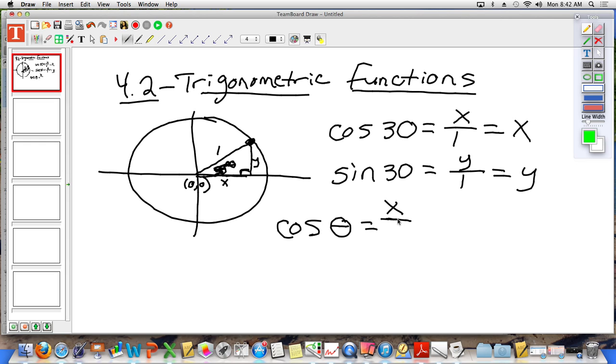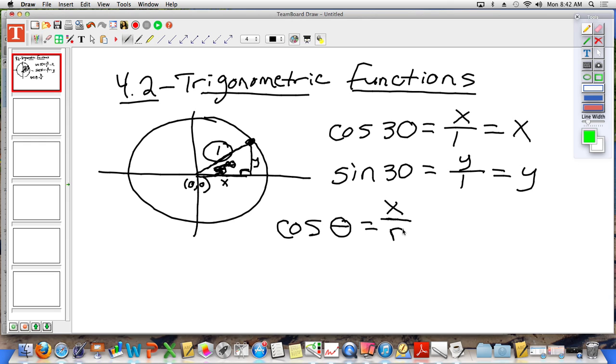The cosine of theta is equal to adjacent divided by hypotenuse. In this case, the hypotenuse is 1. Well, what if it wasn't 1? What if it was something else? What is this 1 of the circle? It is the radius. So really, to find the cosine, we took x divided by the radius. Are you with me?